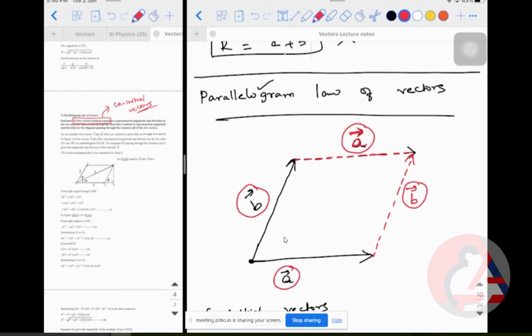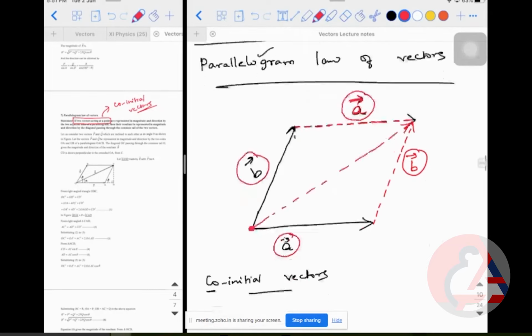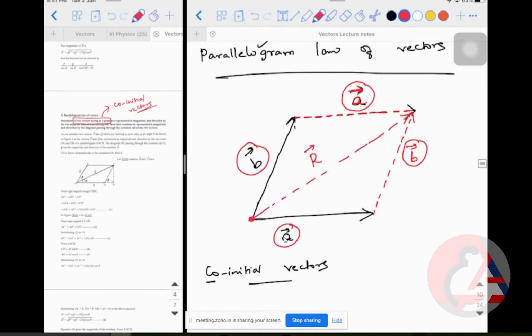Actually, we didn't have a parallelogram. But by doing the construction, we have completed the parallelogram, such that for every parallelogram there will be two diagonals. This is one of the diagonals, and there will be another diagonal like this. But what we are supposed to do is take only one diagonal for the parallelogram law of vectors. And which diagonal will you choose? The diagonal which is starting from the common tail. This is the diagonal we are supposed to consider. You should not take the other diagonal into consideration. Then this is what is called the resultant vector.